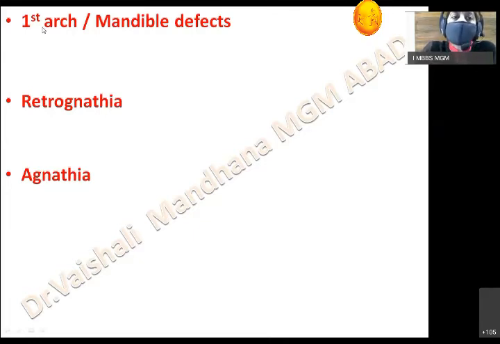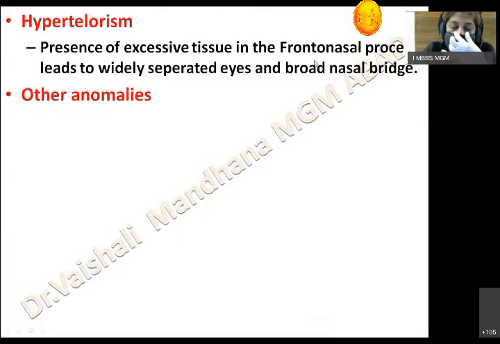The last condition is hypertelorism. This is because of the presence of excessive tissue in the frontonasal process. If the tissues are present in the frontonasal process, then there will be a broad nasal septum, a very broad nasal bridge, and widely separated eyes. So that is called hypertelorism.